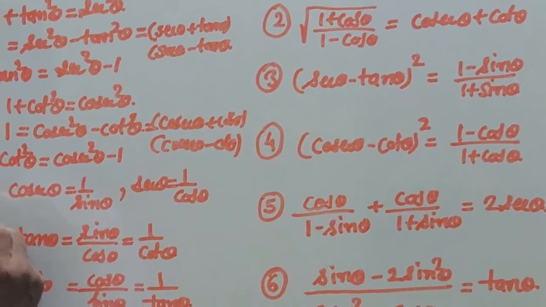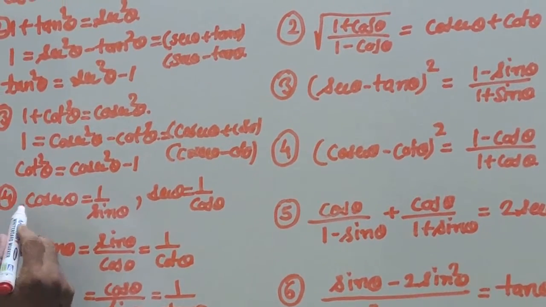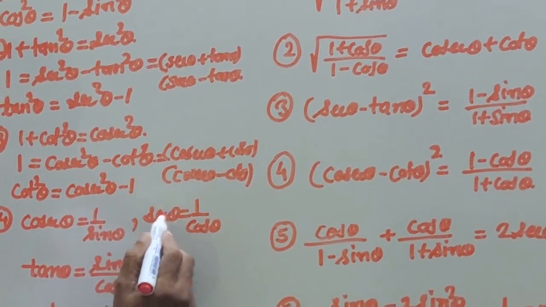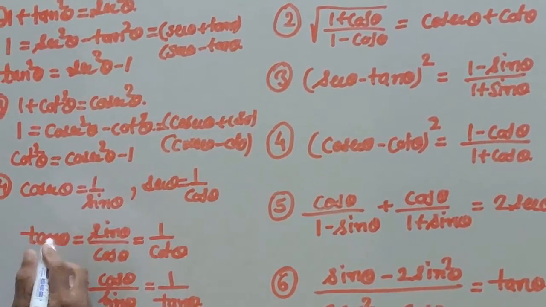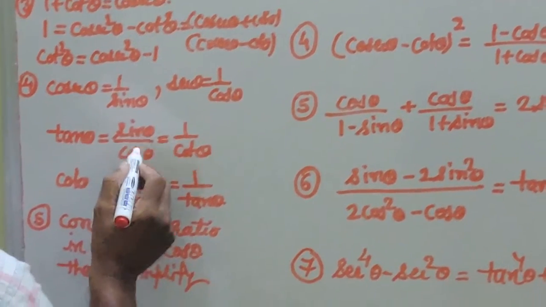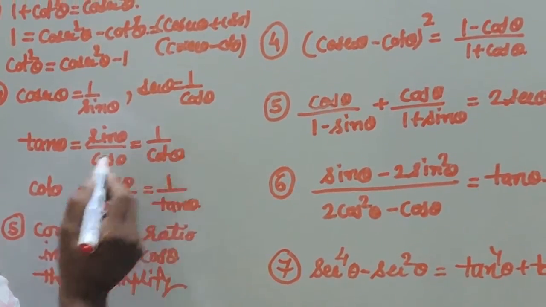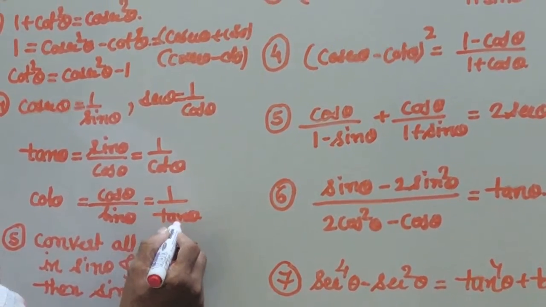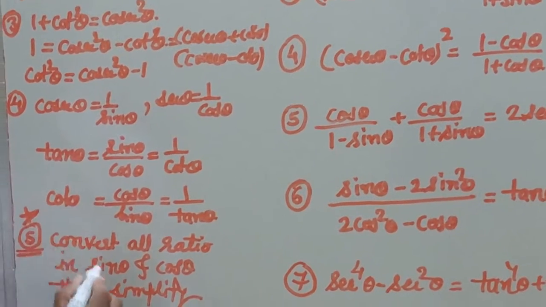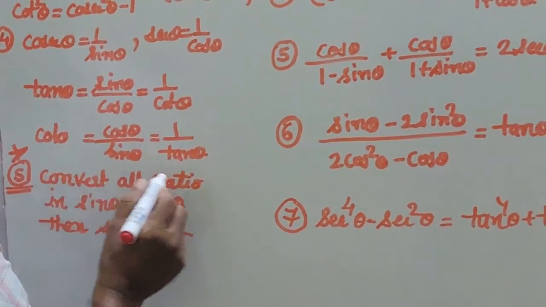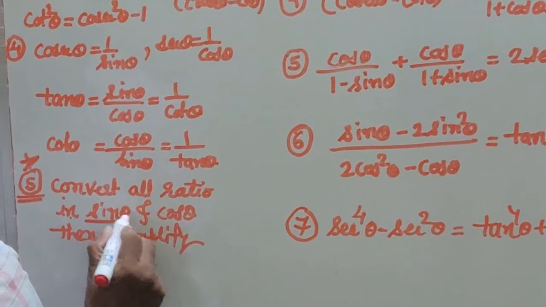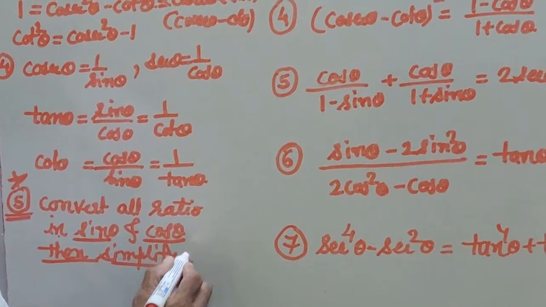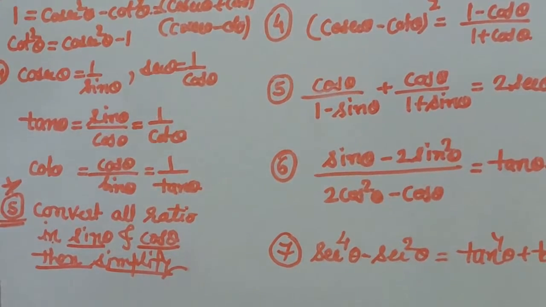Now we are going to the simple ratios, meaning the reciprocals, which you already studied in the first exercise. Cosec theta is equal to 1 upon sin theta, sec theta is equal to 1 upon cos theta, tan theta can be written as sin theta upon cos theta or 1 upon cot theta, cot theta is equal to cos theta upon sin theta, which is equal to 1 upon tan theta. Use this rule, this is very important: convert all the ratios in sin and cos theta and then simplify. This is a very basic and essential rule for solving the numericals.